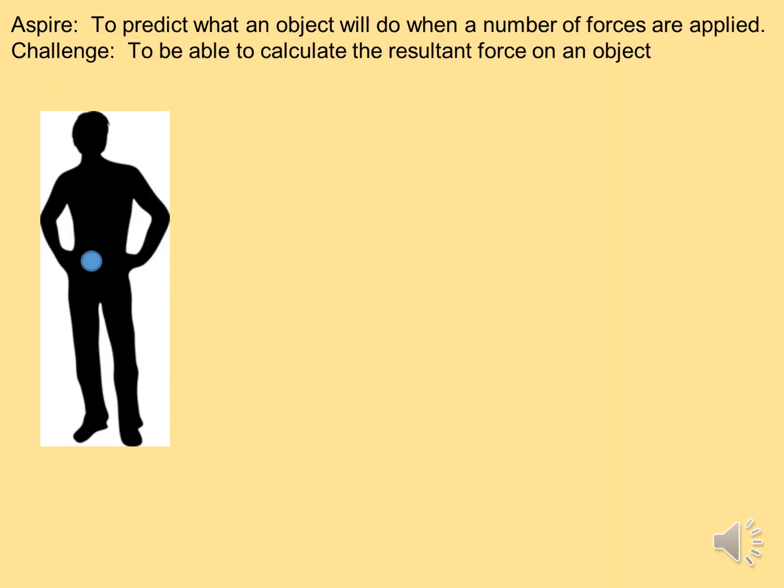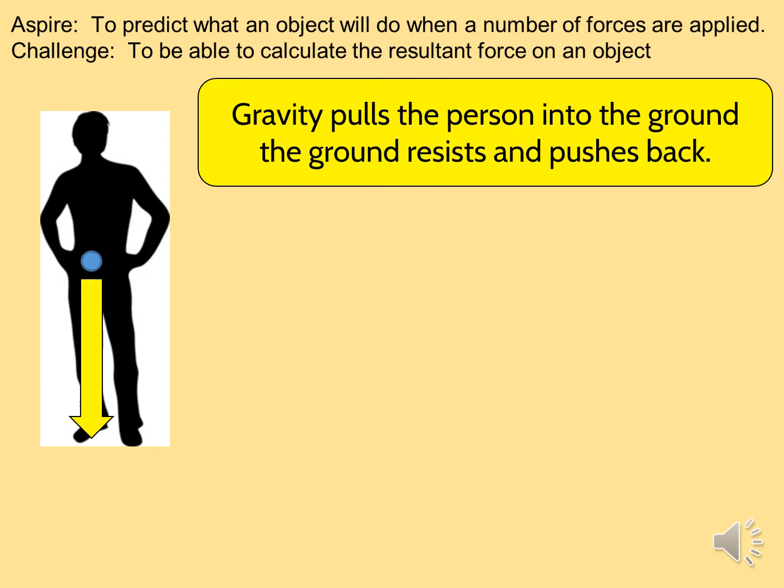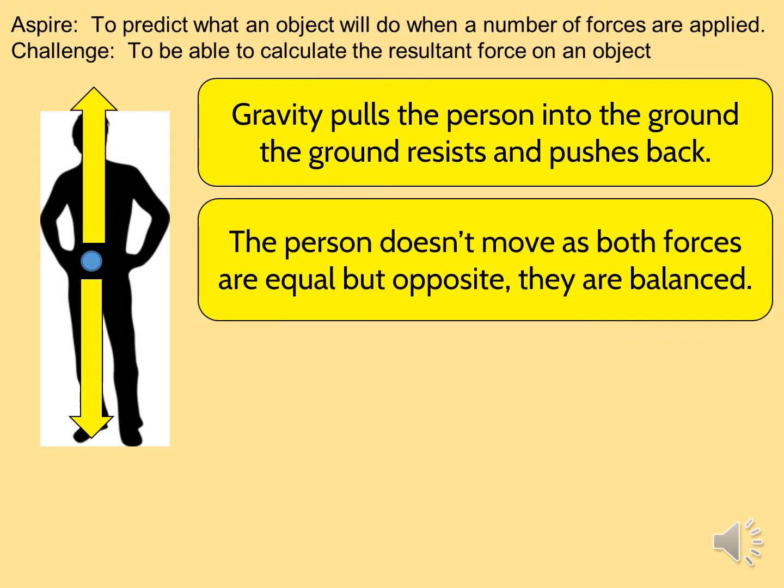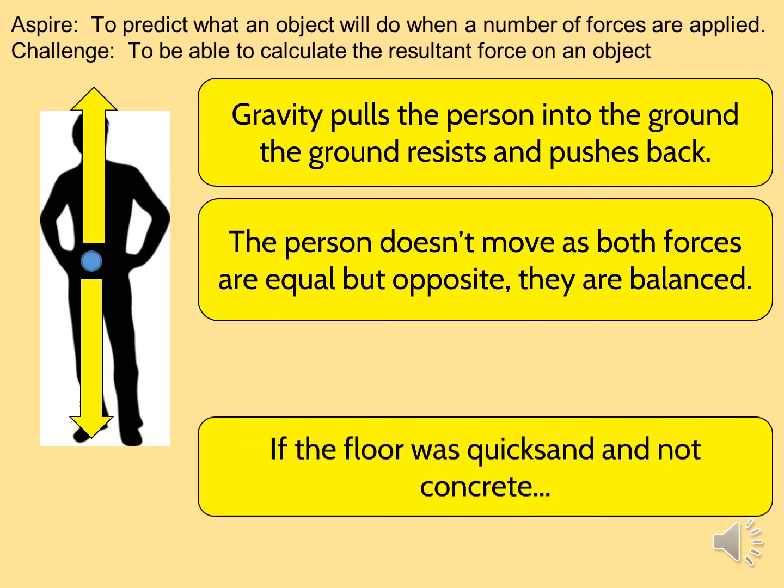Okay, let's look at the answer, make sure that we have followed the correct formatting for that. First of all, I've got a figure and I've put a dot in the center of mass of the person. We have an arrow representing the weight due to gravity pulling the person into the ground, but then we have an equal arrow which shows the force of the floor pushing upwards at the person. Because the person is stood still, the forces are balanced.